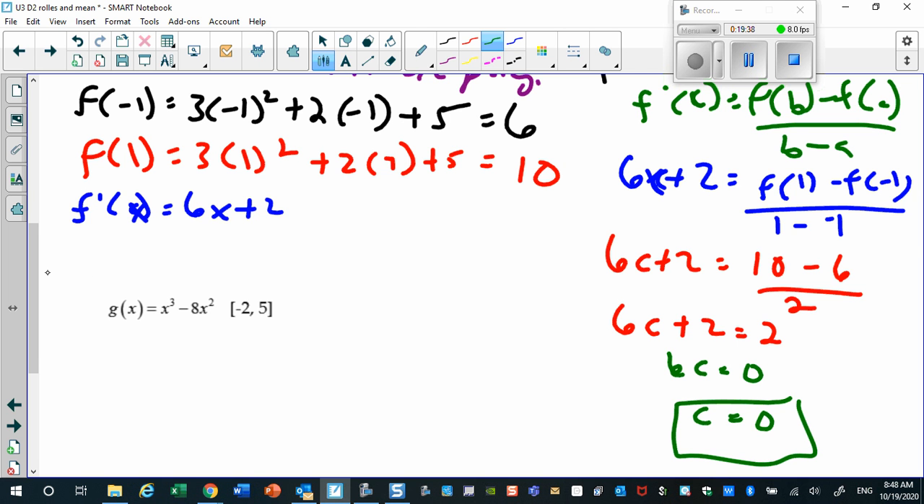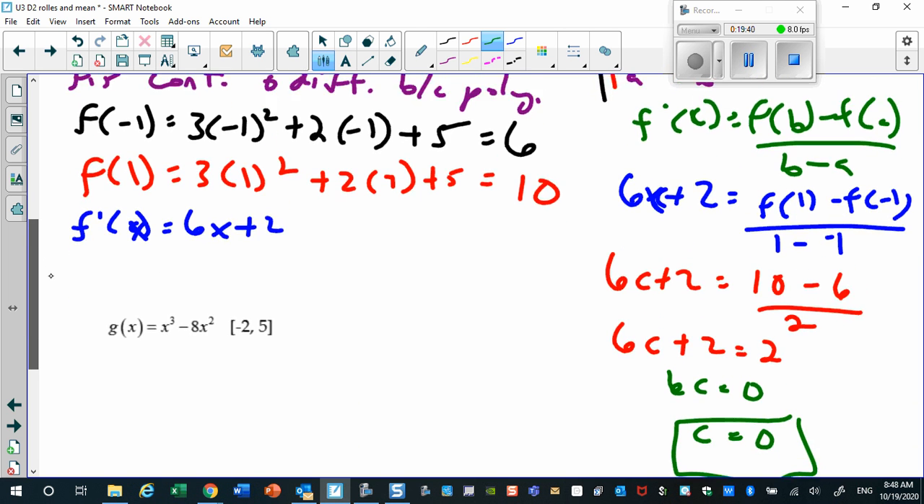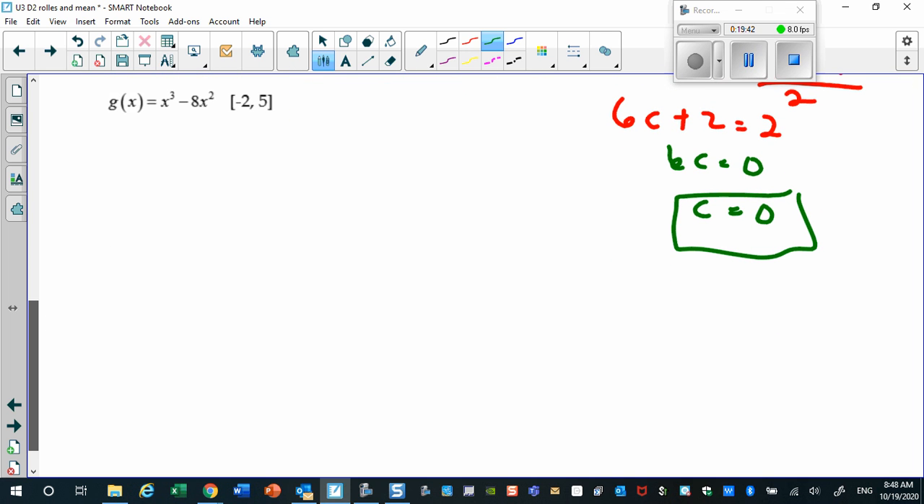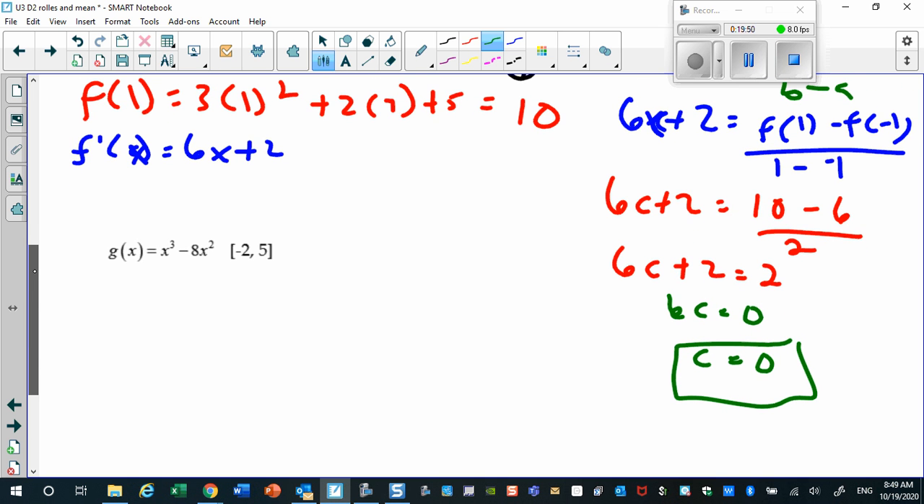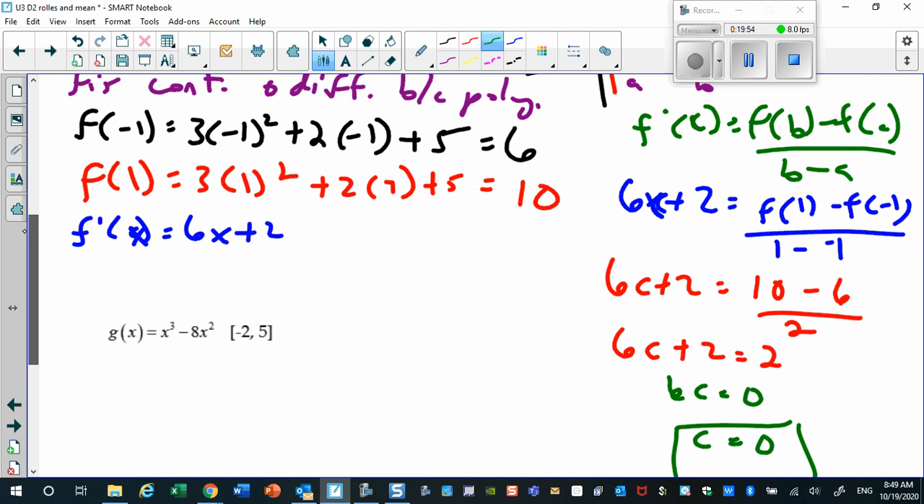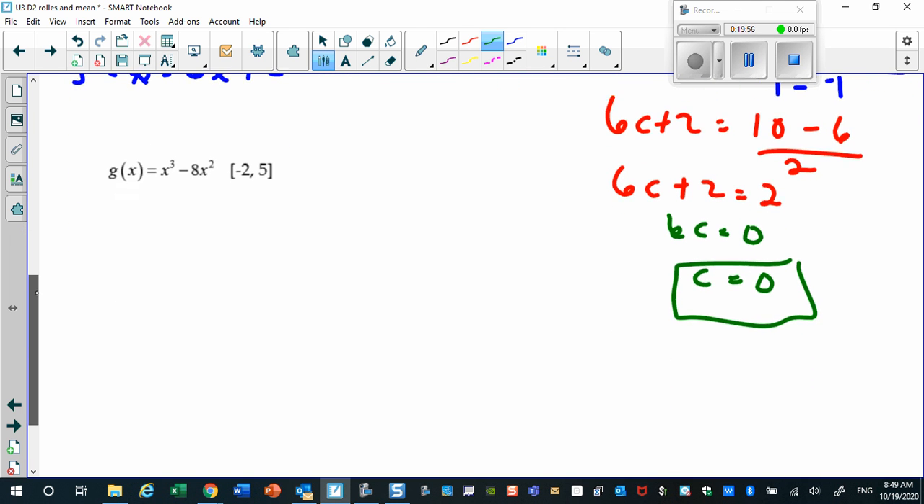Yes, 0 is between -1 and 1. So we're good to go. That's where it's going to have the same slope as between -1 and 1. That's what I'm saying: my derivative at 0, the slope, is exactly the same as the slope of the secant line between -1 and 1.